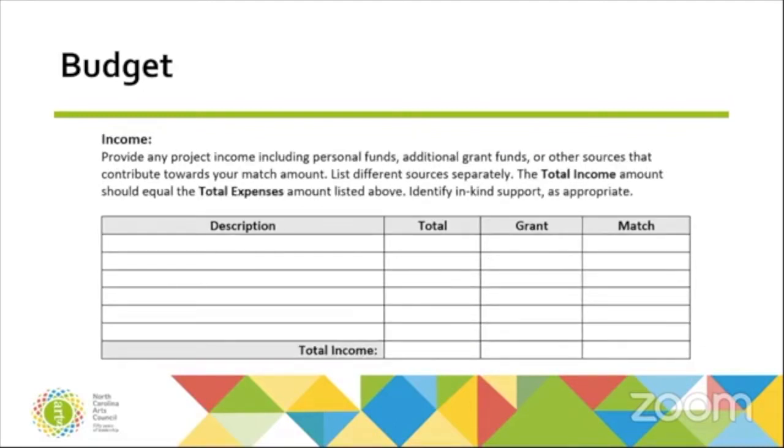And the income is sort of the same thing. For a lot of you, this might just be one line item, and it might just say artist support grant. But for those of you who do have other sources of income or any in-kind support, you can also list it here. And again, you might just be using these first two columns, but if you do have other sources, you are welcome to list them in that third column under match.